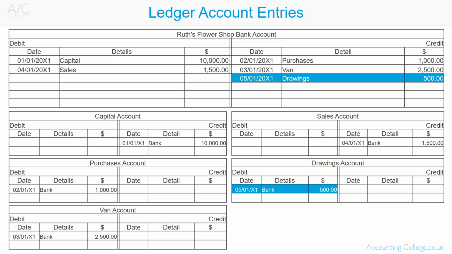Drawings are a debit entry because they are a decrease in a liability. Remember, when an owner takes drawings, the business no longer owes this value to the owner, making it a reduction in a liability. Remember, all items of expense that do not have adequate proof of business expenditure legitimacy must be classified as drawings.